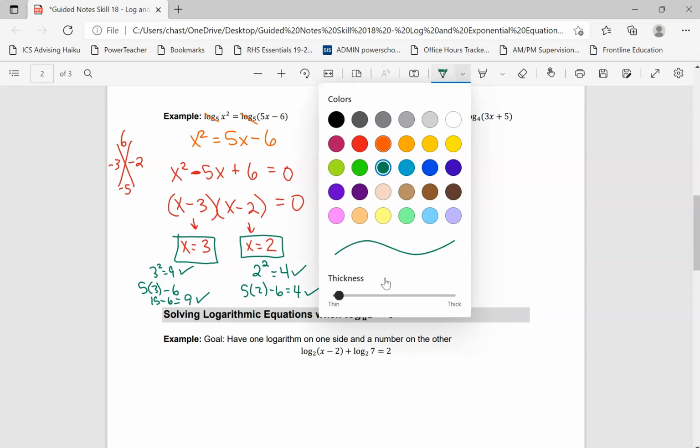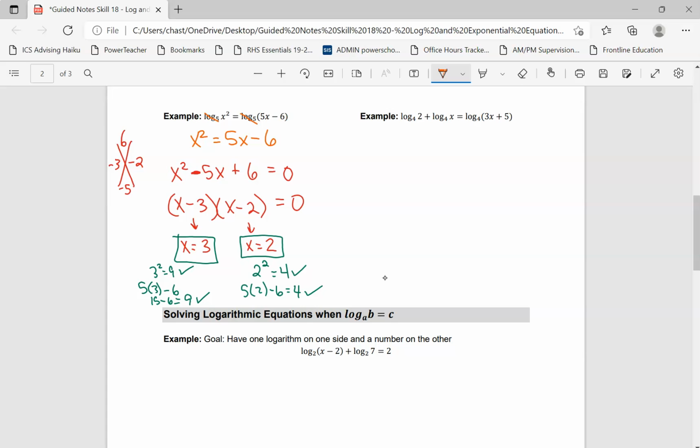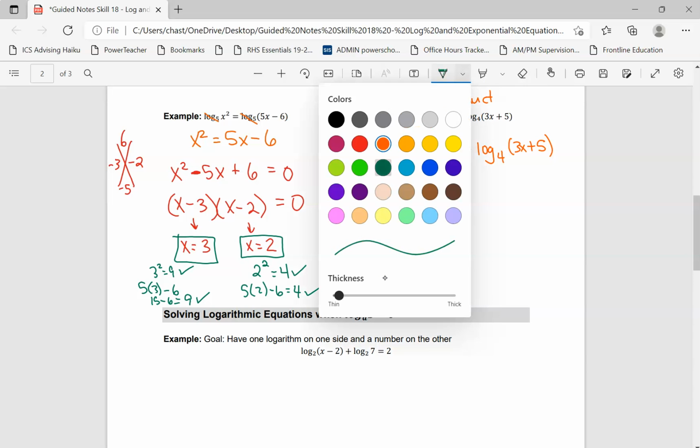All right, for the next one, to solve this one, we have to first condense these logs. We have a plus sign in the middle, so we're going to use the product property. So I'm going to have log base 4 of the quantity 2x equals log base 4 of 3x plus 5. Notice this time that plus sign in between the 3x and the 5, that's just part of the argument. It is not separating two different logs on that side, so I'm not doing any condensing there.